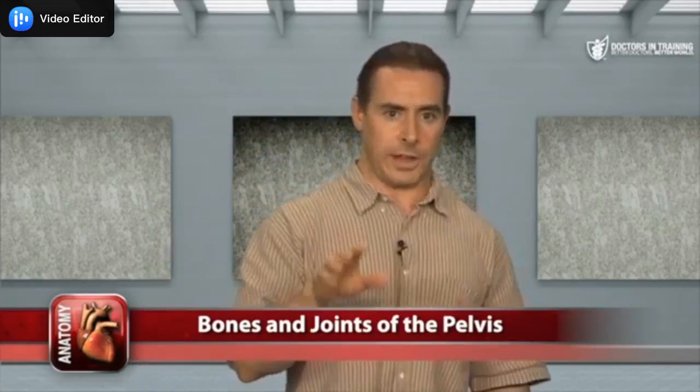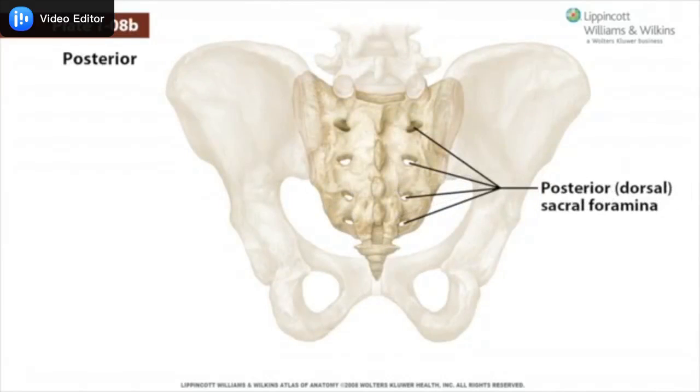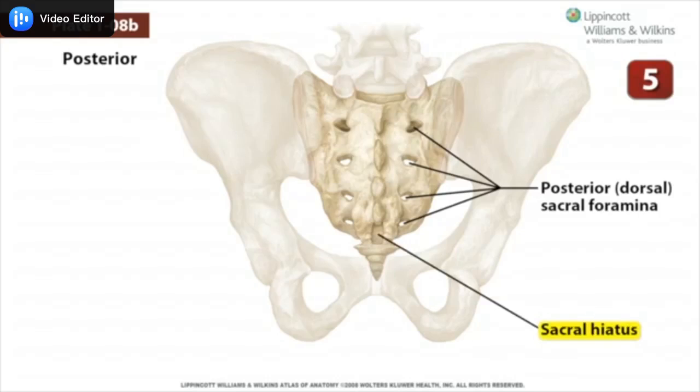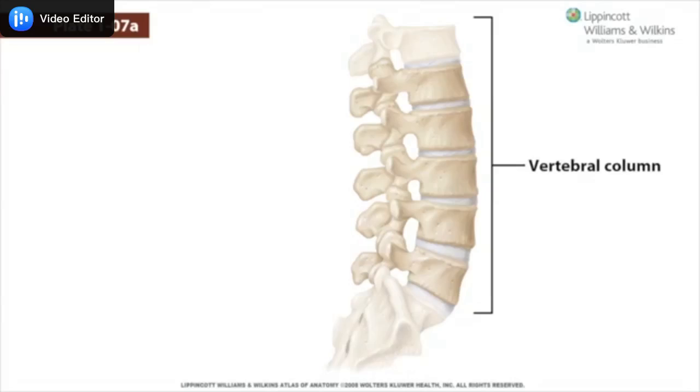The first 4 sacral spinal nerves divide into dorsal and ventral rami within the canal. The ventral rami exit through the 4 ventral, or anterior, sacral foramina to enter the pelvis, while the dorsal rami exit through the 4 dorsal, or posterior, sacral foramina to reach the deep back. The 5th sacral spinal nerve and the coccygeal spinal nerve exit the sacral hiatus before dividing into dorsal and ventral rami. Before we discuss the hip joint, let's review the joints of the pelvis.